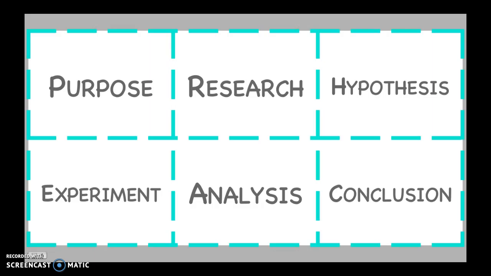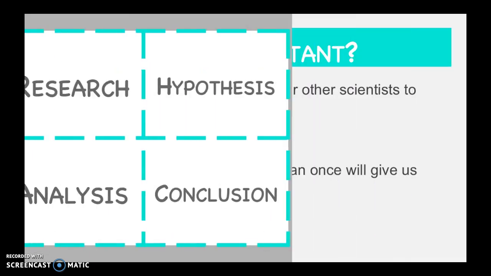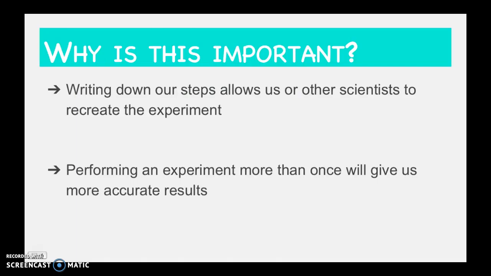So now that we know the steps, the next question is, why is this all important? By writing down our steps of an experiment, we will not only be able to recreate them in the future, but we may also see where we went wrong if there is any error. By performing these experiments multiple times, we will get more accurate results. These steps will also help to keep us very organized during our experiments.